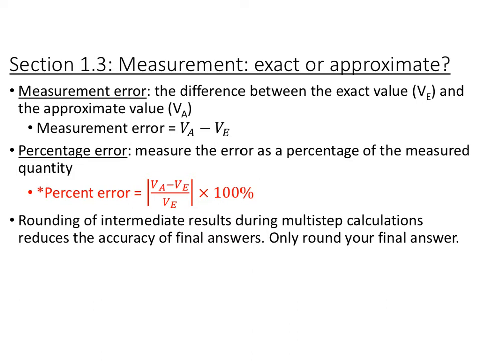Okay. One way that you can ruin accuracy is by rounding too much. So make sure you don't round in the middle of a multi-step calculation, rounding intermediate results. That will reduce your accuracy. So wait until the very end to round your final answer, and that will help with accuracy.